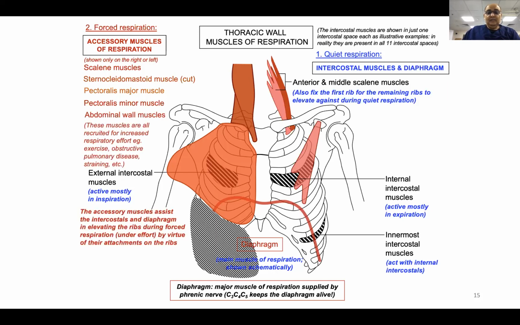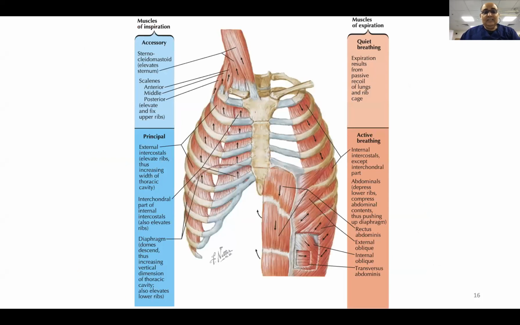So these are the muscles which are needed during the quiet respiratory movements, and the group of muscles which are needed during the forced respiratory movements. I hope we are clear with all this. So now let's look at this slide, on which I've tried to show you the muscles of expiration.